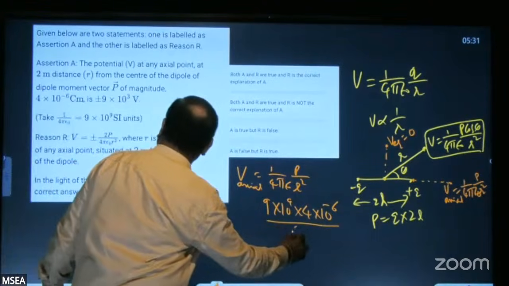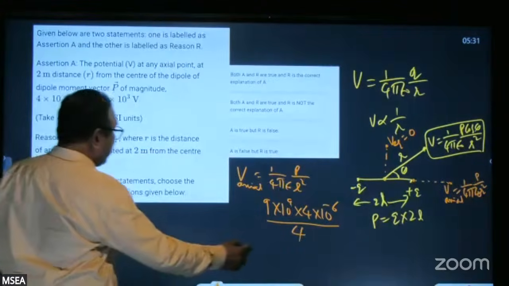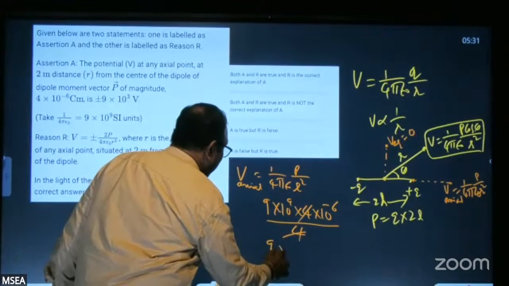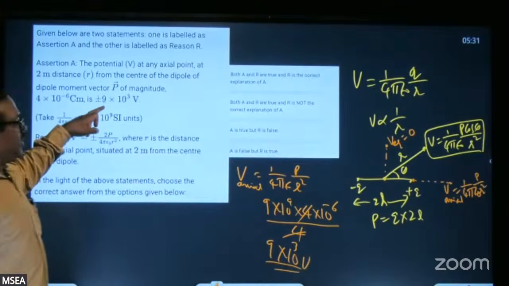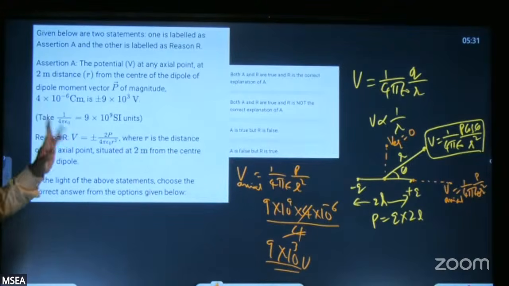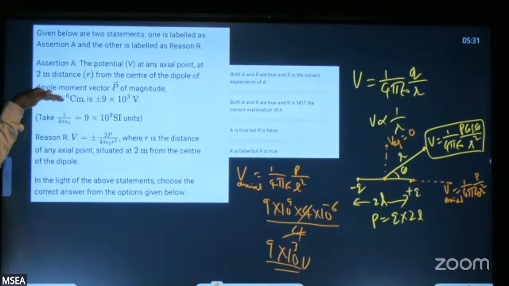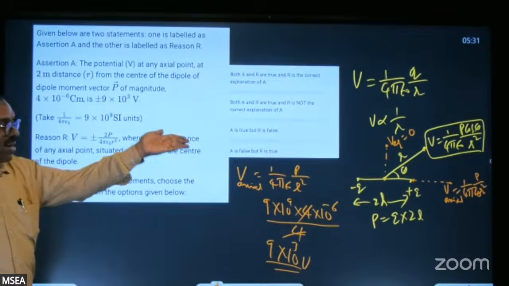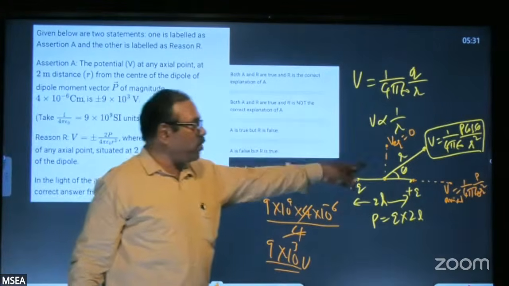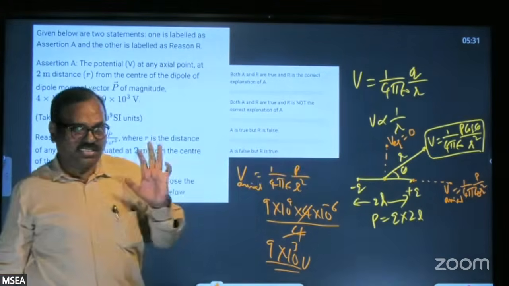2 meters, so R square is 4. The 4 cancels, and we get 9 into 10 power 3 volts. So this assertion is correct, because we got the potential on the axial line. If they ask for the potential on the equatorial line, it is 0. And for the electric potential at a certain angle, that is the other formula.